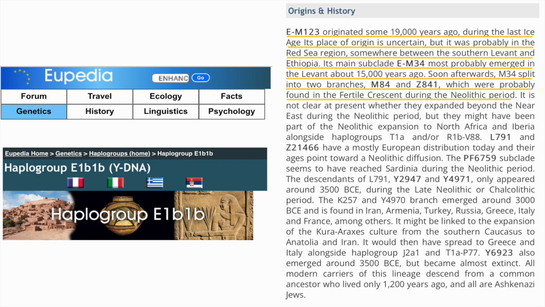According to the webpage Eupedia titled E1b1b, it reads, "E-M123 originated some 19,000 years ago during the last ice age. Its place of origin is uncertain, but it was probably in the Red Sea region, somewhere between the southern Levant and Ethiopia. Its main subclade E-M34 most probably emerged in the Levant about 15,000 years ago. Soon afterwards, M34 split into two branches, M84 and Z841, which were probably found in the Fertile Crescent during the Neolithic period."